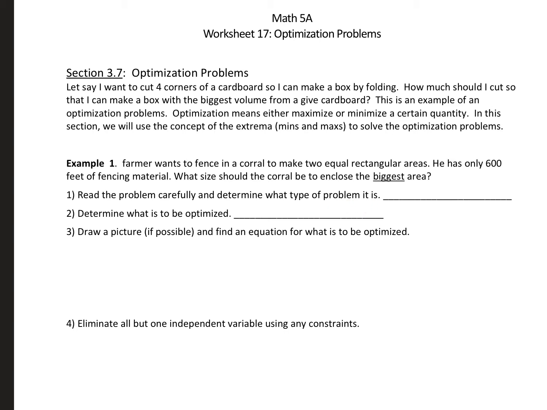Here it seems like we're talking about the area of a rectangle type of question, because it says he wants to make 2 equal rectangular areas. Determine what is to be optimized. Usually that's where the actual question is. It says biggest area, so maximize the area. From there, I'm thinking eventually I want to come up with a function that represents area and then try to find the global max.